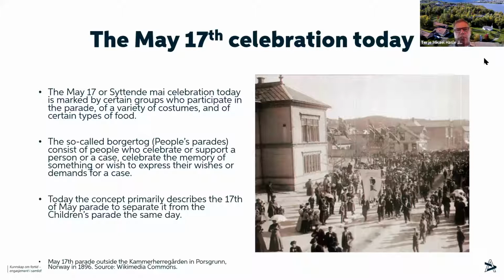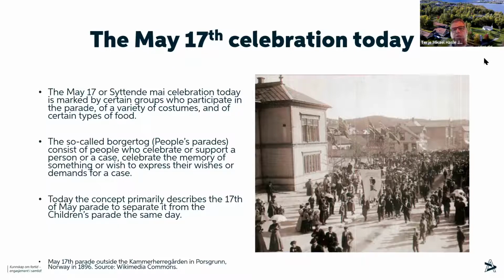The Syttende Mai celebrations today are marked by certain groups who participate in the parade. They are also marked by a variety of costumes and certain types of food. The parades in Norway usually consist of borgertog. Borgertog is what we call people's parades. It consists of people who celebrate or support a person or a case, persons representing various organizations. They wear a banner and they walk in the parade.